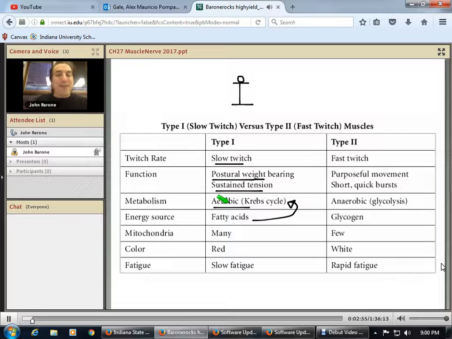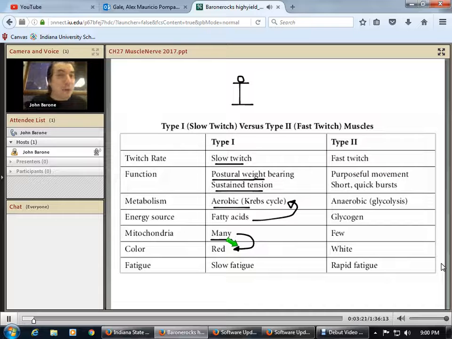Now, to do aerobic Krebs cycle, you need mitochondria. So a type 1 fiber is packed with lots of mitochondria. And remember, mitochondria have cytochromes, which have iron, and they have myoglobin, which has iron. So what is this going to look like grossly? It's going to look red because that's what iron does. It makes red cells red, it makes liver red, and it's going to make the muscles red too.